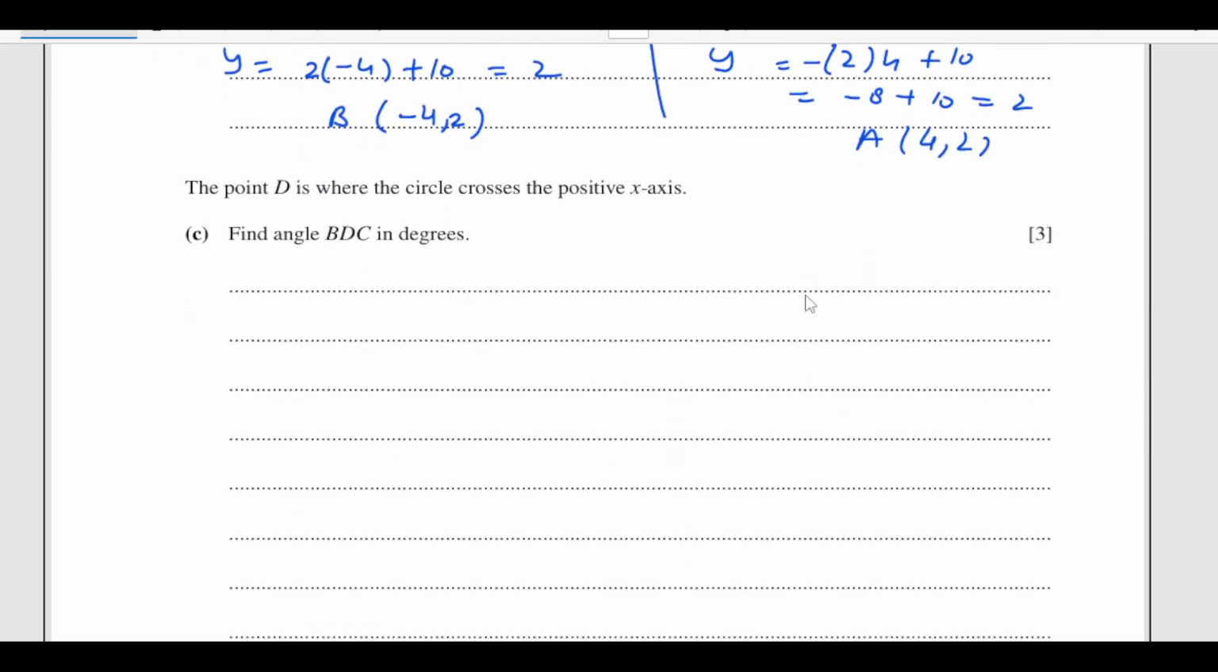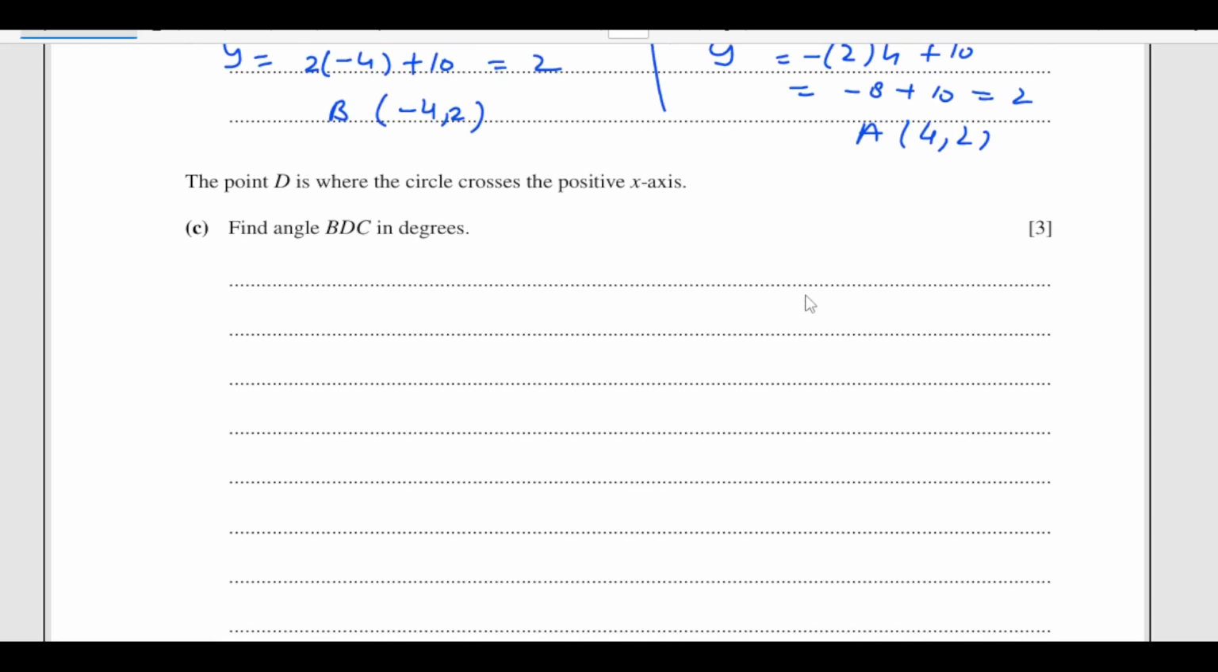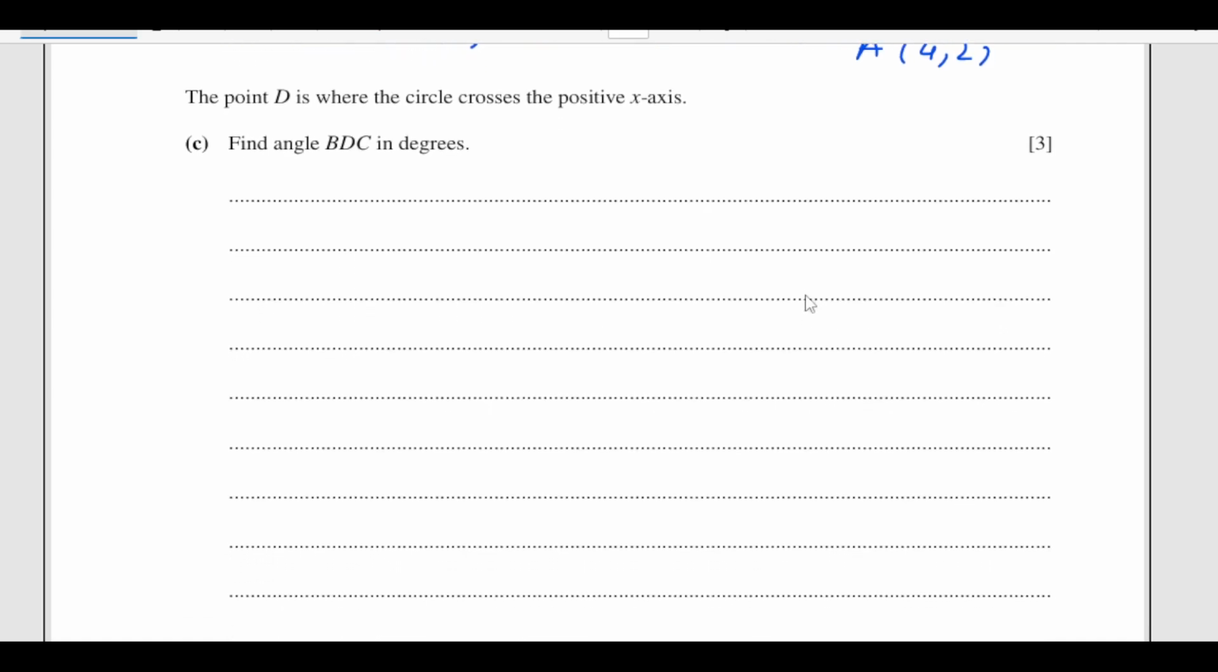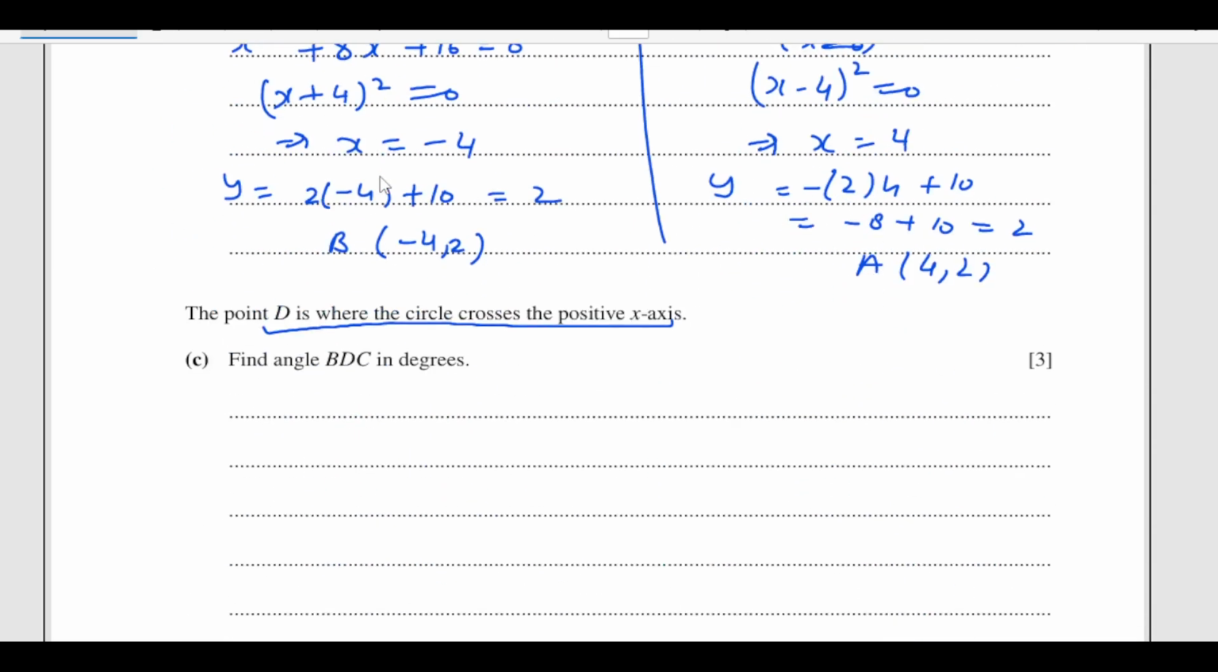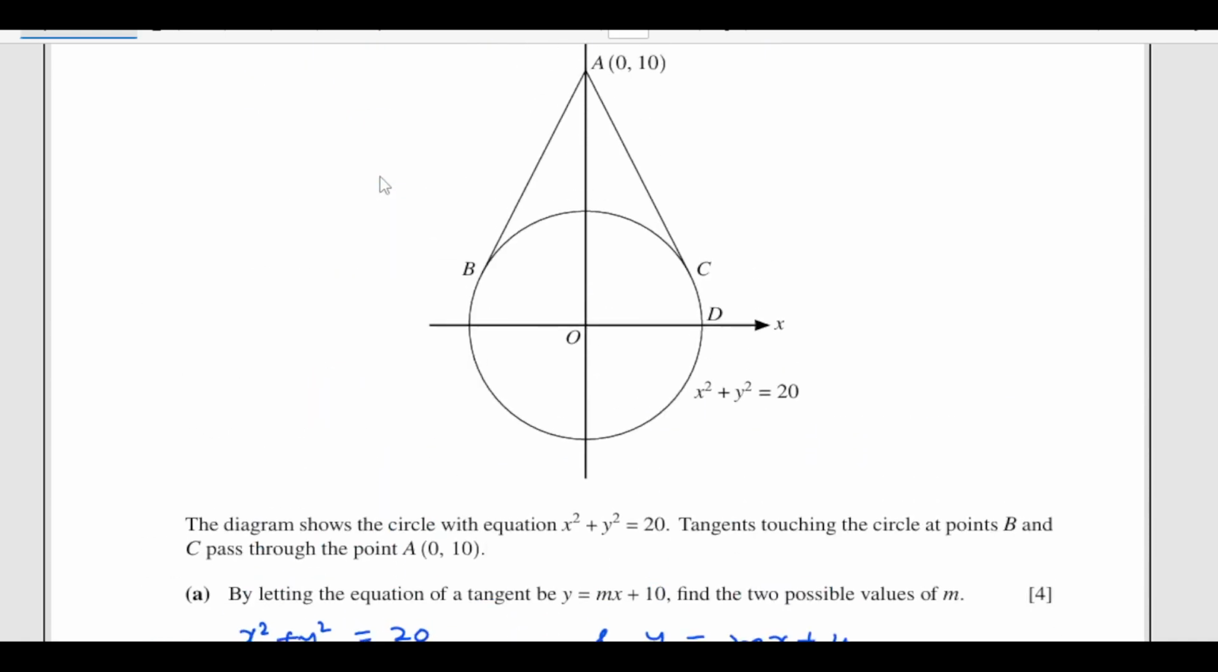So now the last part of this question is, if you see, we have here the point D. D is the point where the circle crosses the positive x-axis. Find angle BDC. So D is the point where it crosses the x-axis, this point, right? So we can join B, C and D. Sorry, the line is not straight. So it's like this. We are looking for this angle actually.